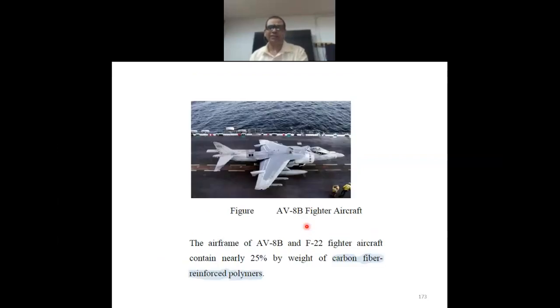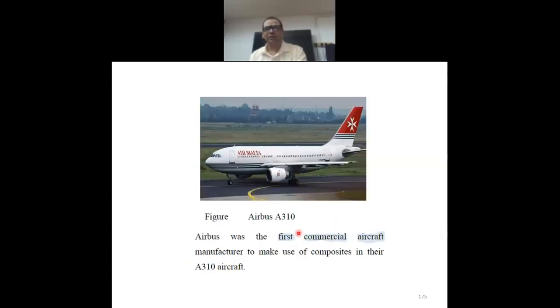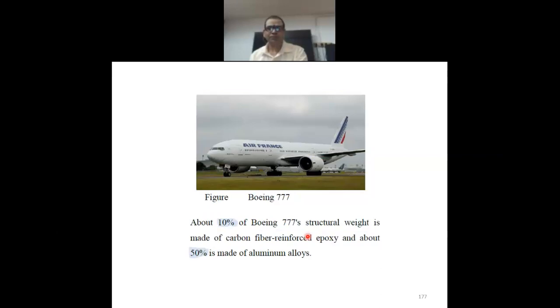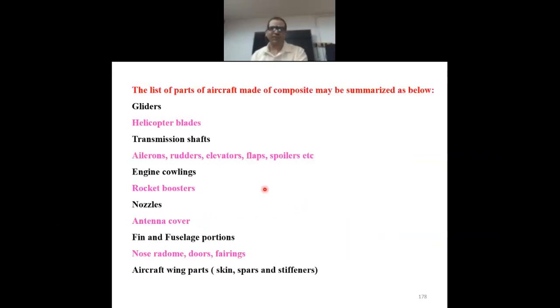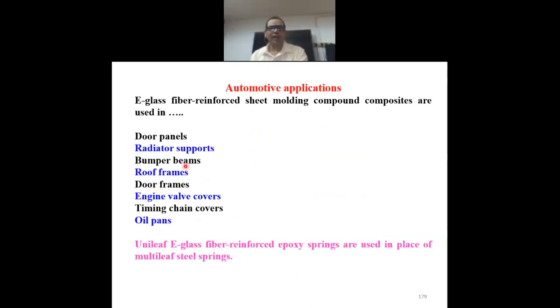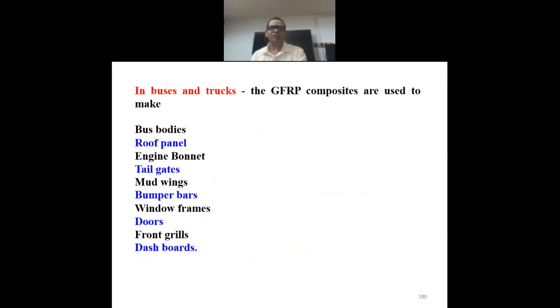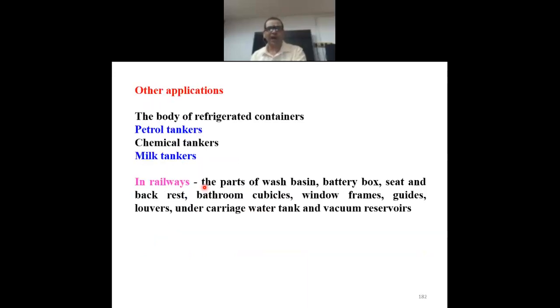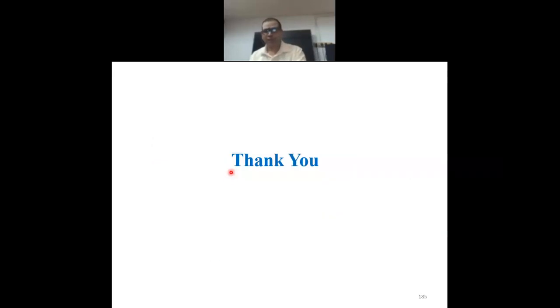I think this slide shows where it is used. More than 50% of aircraft structure is made from composites, more than 50%, right? Some of the parts used are automobile door panels; so many automobile parts are made from composites. Buses and trucks, cars, and other applications, right?